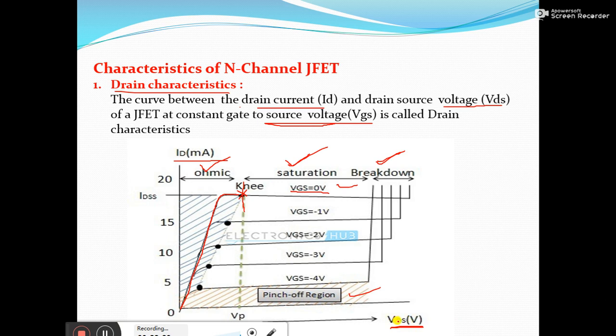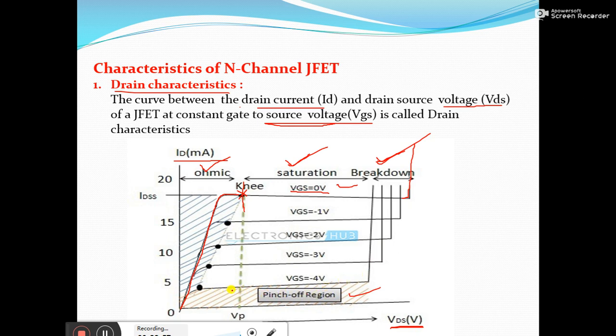Whenever VDS is increased beyond VP, or you can say the pinch off voltage, to some extent it is okay. But if you increase the VDS value to a much larger value than VP, the JFET gets broken down, or the channel gets broken down, and the ID current rises rapidly, damaging the JFET completely. This is the breakdown reason.